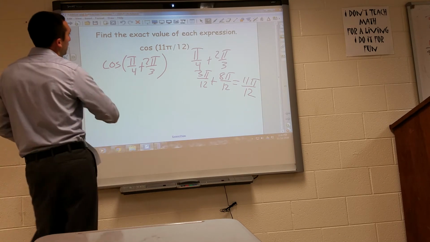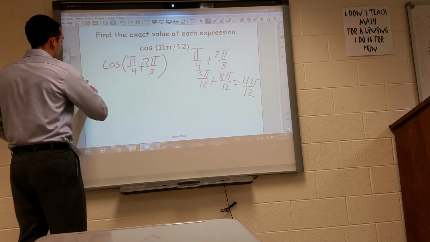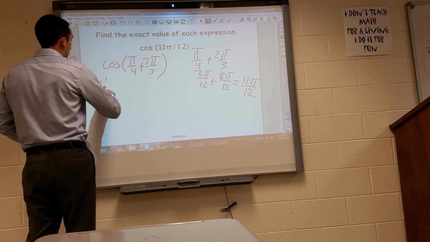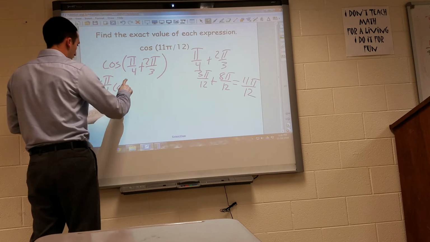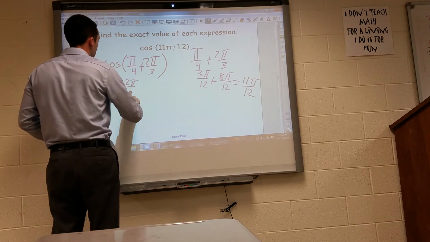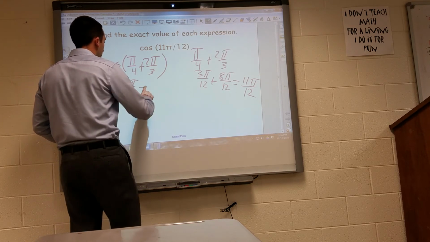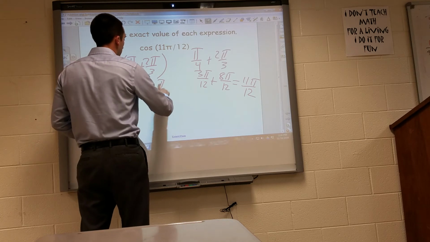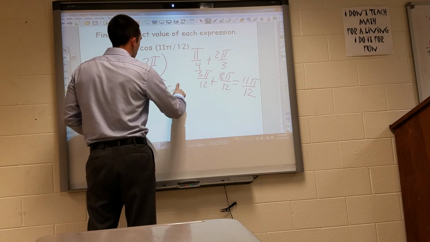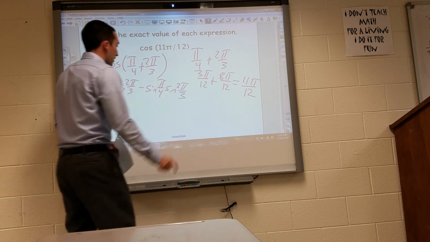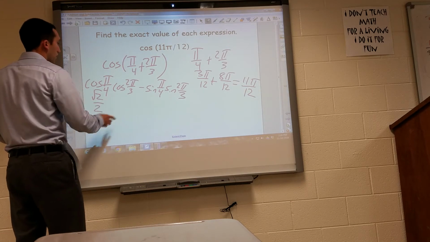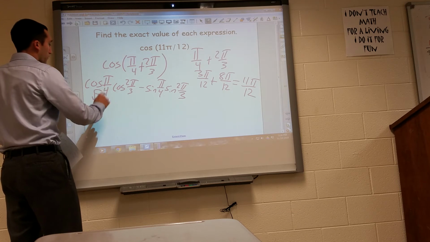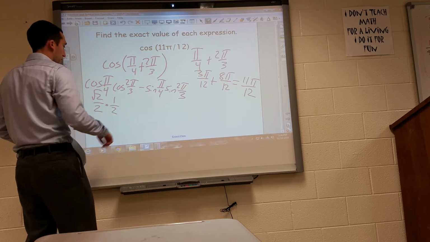So now I go ahead, use the cosine formula again. So cosine of pi over 4, cosine of 2 pi over 3. Since this is a plus, this is a minus. Sine pi over 4, sine 2 pi over 3. And I should know these values. This is radical 2 over 2. Cosine of pi over 3 should be 1/2.